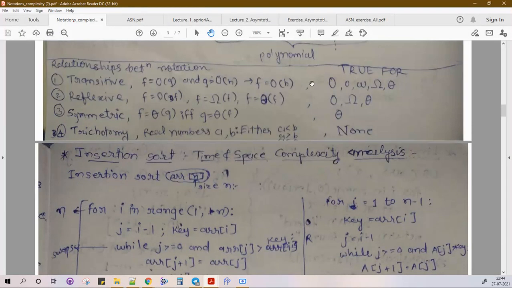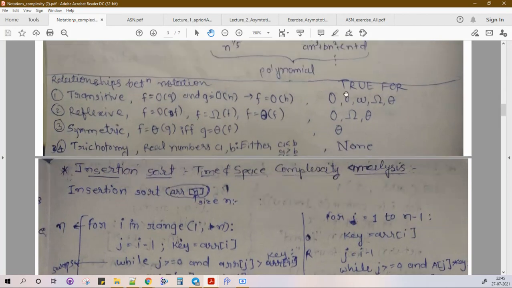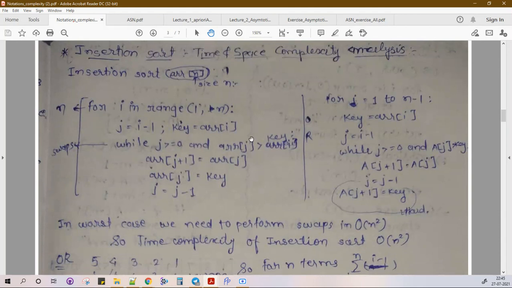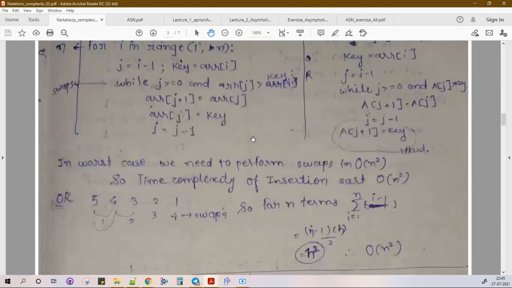Relationship between notations. Just read it once, because it is just to memorize everything, mug up basically. There is nothing to learn from here. Transitive, reflexive, symmetric, or trichotomy, right? Transitive and reflexive are true for all the big notations, symmetric is true only for theta, and trichotomy is not true for anything. Correct? Nothing to learn from here. Just see this.